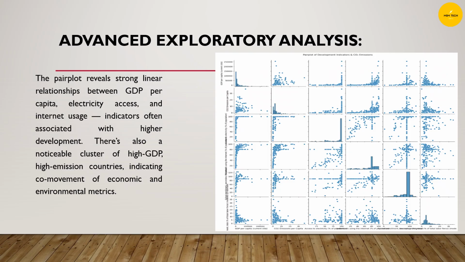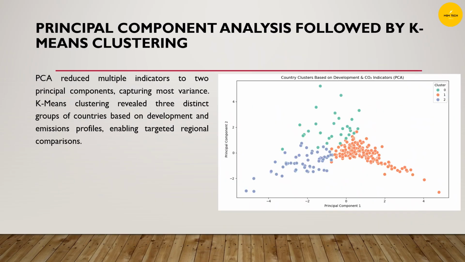In the advanced exploratory analysis, the pair plot helped confirm strong relationships between GDP per capita, electricity access, and internet usage, all tied to development. There was also a visible group of countries with both high GDP and high emissions, emphasizing the environmental cost of economic growth. Principal component analysis and k-means clustering were used to reduce dimensionality, and this helped me identify three clear groups of countries based on their development and emission profiles, supporting more targeted comparisons across regions.